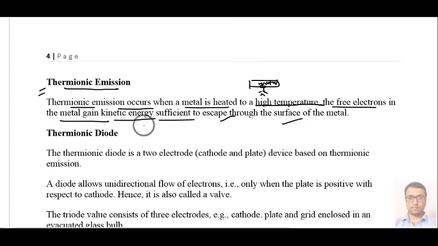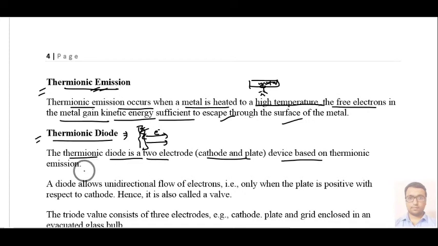of the metal. After that, the second kind we have is the thermionic diode, or you can say a type of diode. The diode is nothing but that electrode from which the emission of electrons is taking place, the electrode at which we perform thermionic emission. So what is the thermionic diode? The thermionic diode is a two-electrode device, that is cathode and anode plate, that uses thermionic emission.